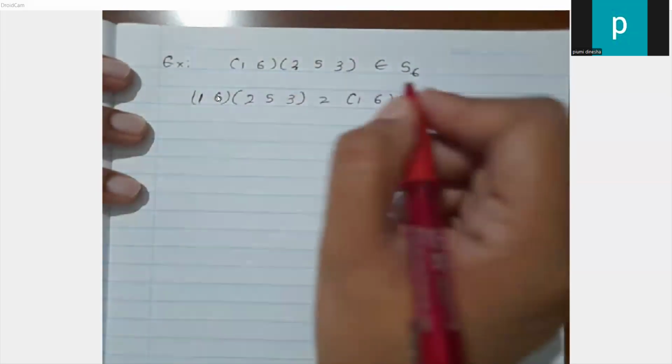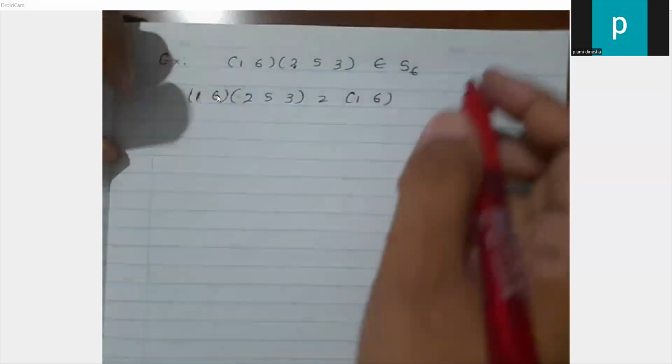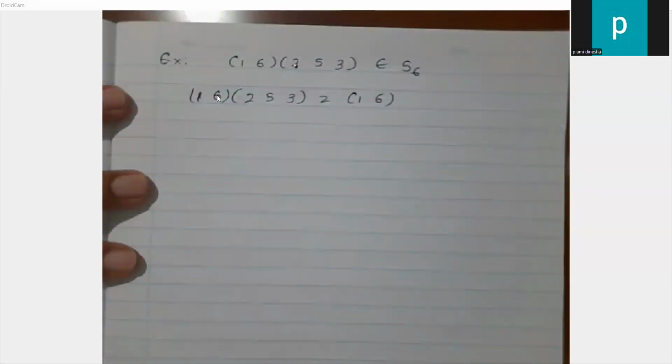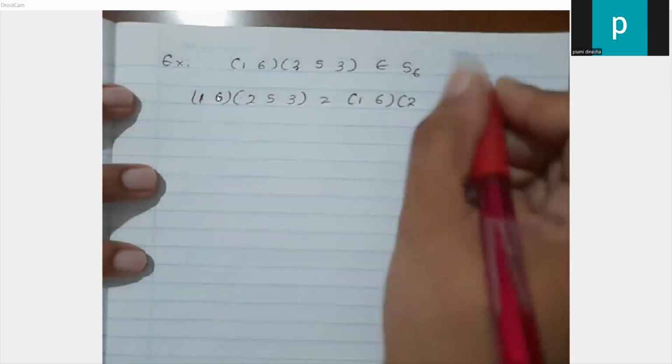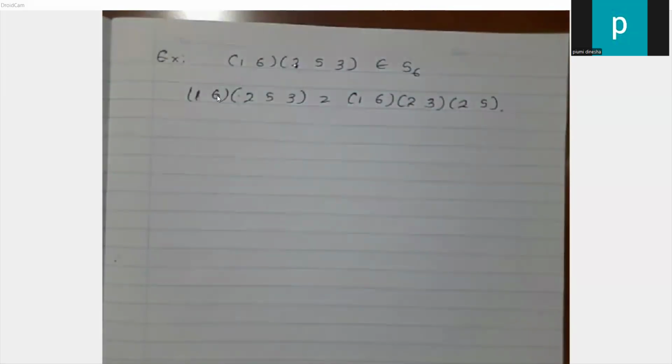The second one, however, is a cycle. It's a cycle of length 3. So we are going to break it into a product of 2 transpositions. If it's a cycle of length 3, we are able to break it into a product of 2 transpositions. So we've got first element 2, the last one 3, then 2, 5.